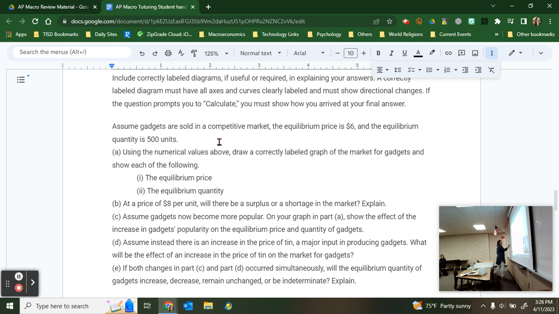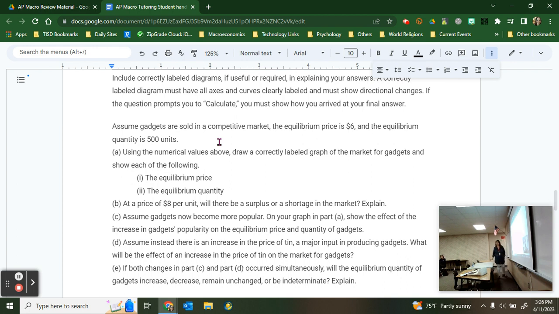So it gives you numbers. Please use them. It says use the numerical values above to draw a correctly labeled graph of the market for gadgets showing each of the following. So here we have price, quantity, demand is sloped downwards, supply is sloped upwards, but for the equilibrium, instead of putting P's and Q's, it has numbers. The equilibrium price is $6. The equilibrium quantity of gadgets is 500.